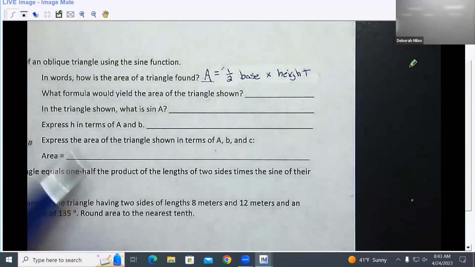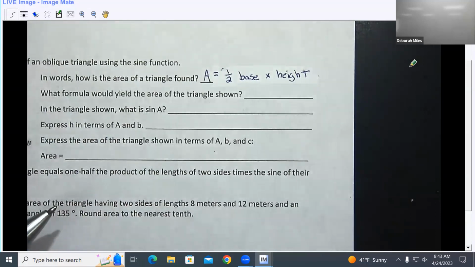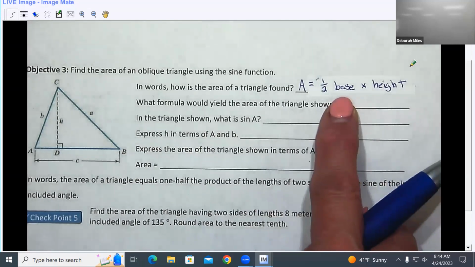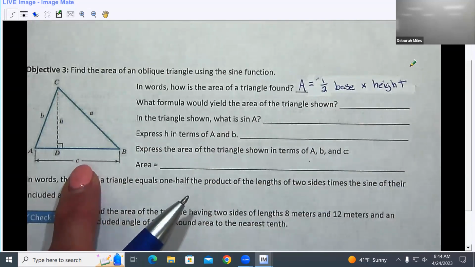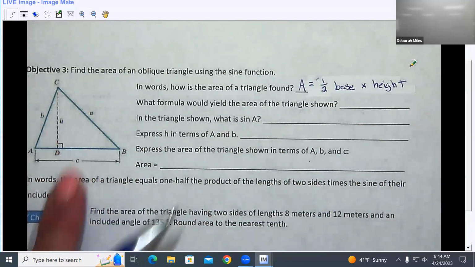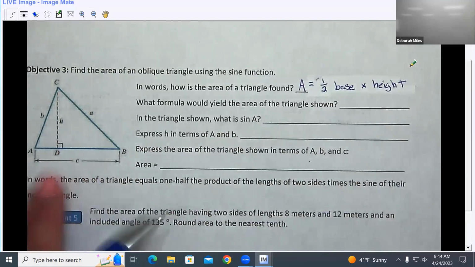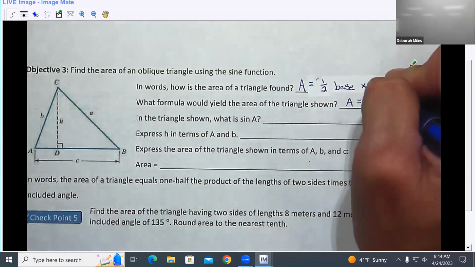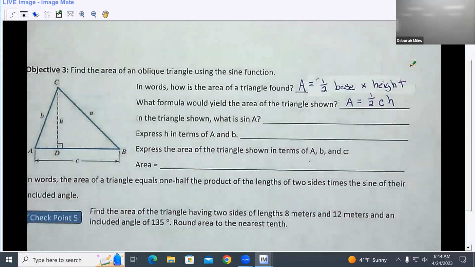Using the labels that I have used for this triangle in the illustration, which variable is the base? C. That's C, and the height is H. So using the triangle shown, I would say area equals 1/2 CH. Only because I labeled the base C instead of B, no big deal.